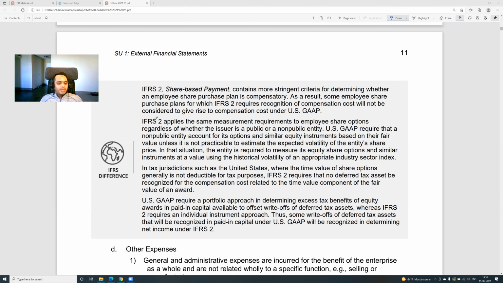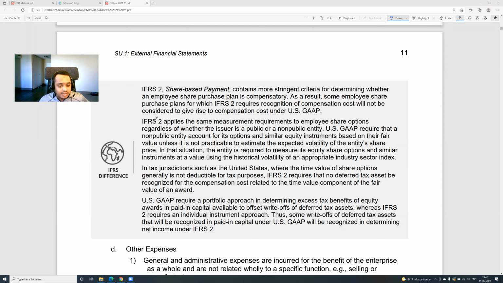Whereas IFRS 2 applies the same measurement requirements to employee share options regardless of whether the issuer is public or non-public, US GAAP requires that a non-public entity account for its options and similar equity instruments based on their value unless it is not practical to estimate the expected volatility of the entity share price. In that situation, the entity is required to measure its equity share options and similar instruments at a value using the historical volatility of an appropriate industry sector index.